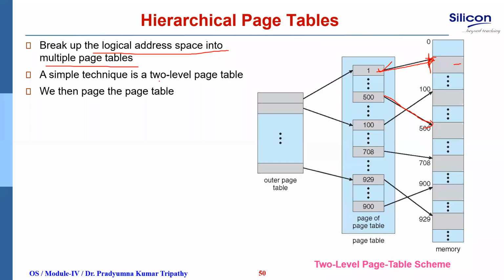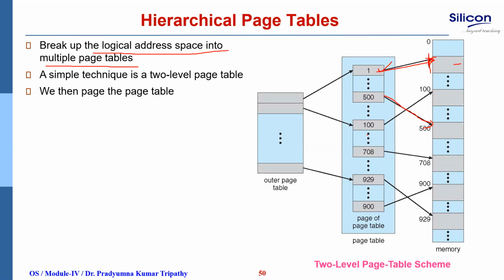A simple technique is a 2-level page table. This is the example over here. 2-level paging is something like what happens in your examination. You may have a notice board with a list given outside the exam center saying roll number this to this is in hall number 3, roll number this to this is in hall number 7. Once you reach hall number 5, you get another list where roll number this is in row this, column this.